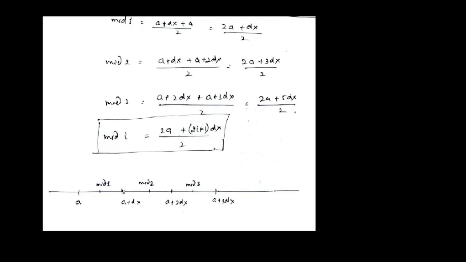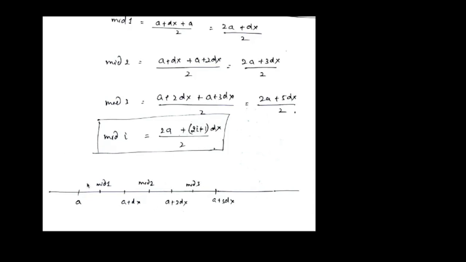So one more dx will go in this distance. So this coordinate will be a plus 2 dx. Then one more strip will go. The next coordinate is a plus 3 dx. Now these are the midpoints. So the first strip's midpoint, I would call it mid 1. Second strip's midpoint, I will call it mid 2. Third strip's midpoint, I would call it mid 3, and so on and so forth.